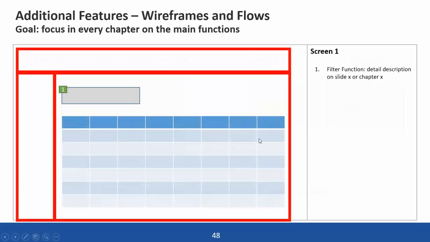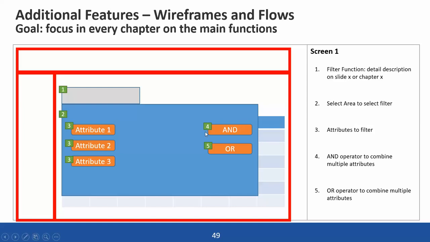So for example, here, if the main focus is on this table, and you don't want to talk about the filter here, you only say this is filter 1, and the detailed description you can find on slide X or chapter X, and every user and developer will understand, aha, there will come something later. I can put in some kind of placeholder, and now it's focused on this.